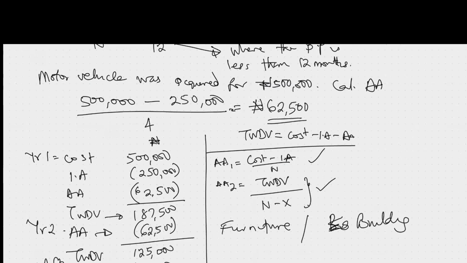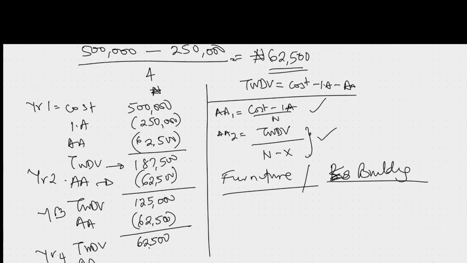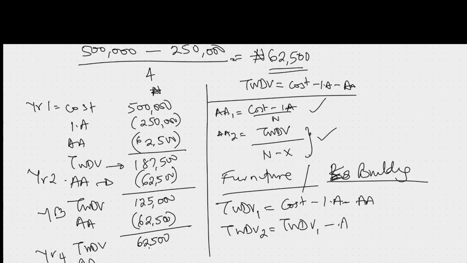What I am also saying is that I want to show you the relationship between tax written down value computation. So tax written down value one will be cost minus initial allowance minus annual allowance. This is assumed to be a particular asset. For one asset, you do it for all the assets. In the second year, my tax written down value two is tax written down value one minus my annual allowance two.